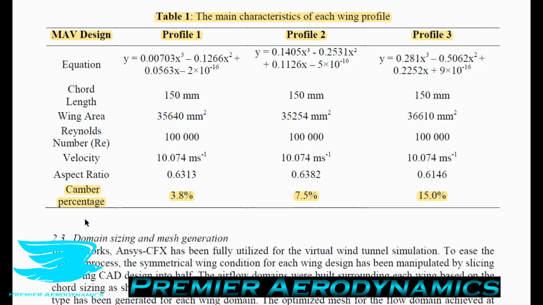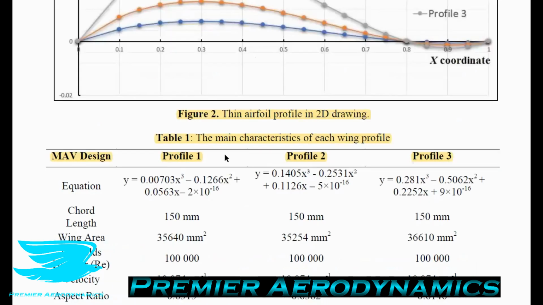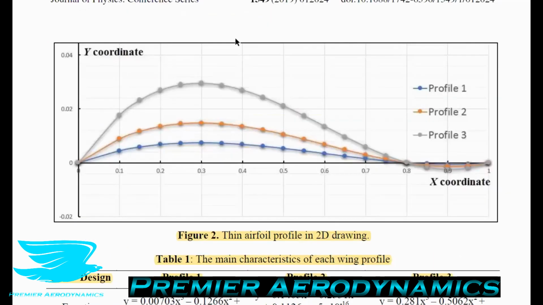So each wing was tested at a similar velocity of 10.074 meters per second. And this is because it gave a Reynolds number based on the root chord of 100,000. The main differences between the wings are the profile equations, so the third-order polynomial equations, to develop the wing profiles. Resulting from the profile equation differences, each wing profile induced a difference in the camber percentage.